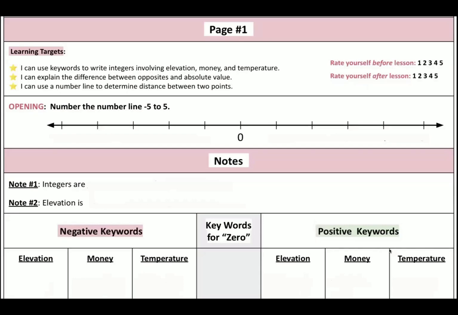Our opening says to number the number line from -5 to 5. So you can see in the middle of our number line, we have 0. To the right of 0 are our positive numbers, so we're just going to write 1, 2, 3, 4, 5. Make sure you're writing this down. And to the left of 0 are our negative numbers.